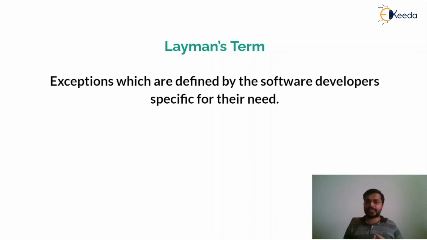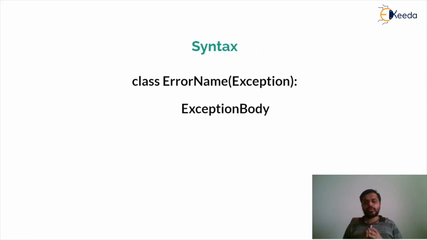User-defined exceptions are the exceptions which are defined by the software developers themselves. To define your own exception, we use the class keyword provided by Python, then the name of the error, and we derive an exception class which is already provided by Python, then put a colon. So this creates a header of the exception definition, and then inside that, with an indentation, we write the processing part of the exception. Let's see an example of this.